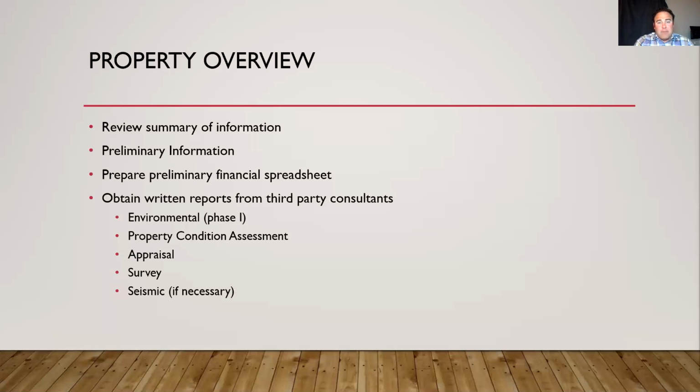We're always going to get a property condition assessment. I want an outside third party to look at the physical asset and determine the shape of it: the HVAC systems, foundation systems, roof systems, all those kinds of things. What kind of shape are they in? They might have one. I'm going to request that, see if I can get what they already have. I'm also going to order my own.